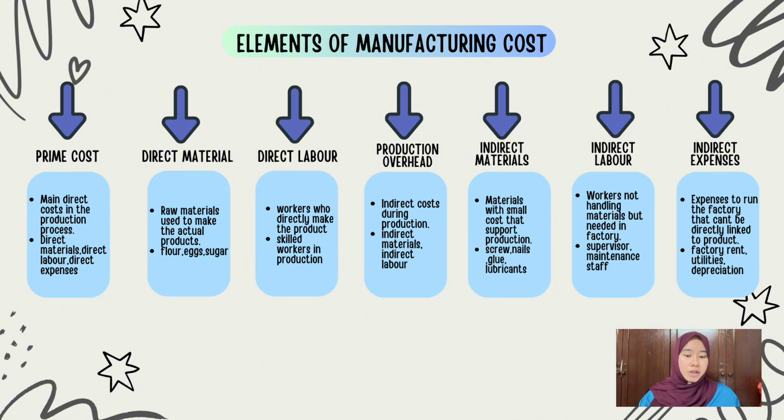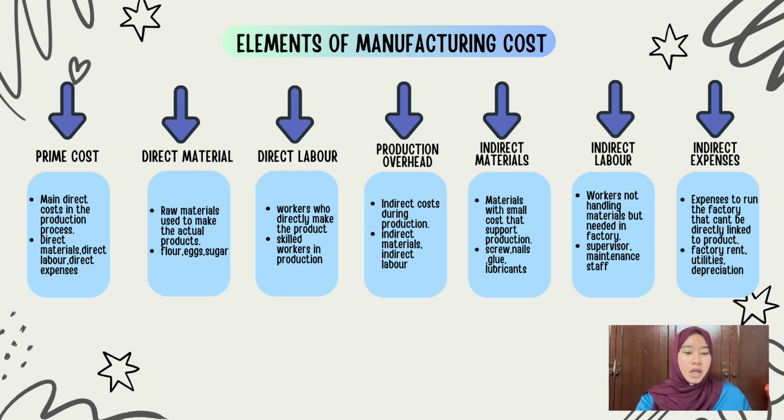Direct material is the raw materials used to make the actual product, such as flour, eggs, and sugar if you want to make a cake, because without them you can't even make the product. Next, we have direct labor, which is the workers who directly make the product, skilled workers in the production, and they will be in direct touch with the product.